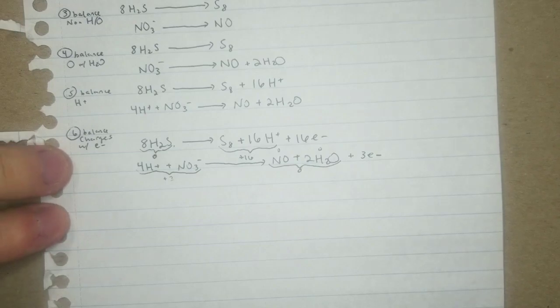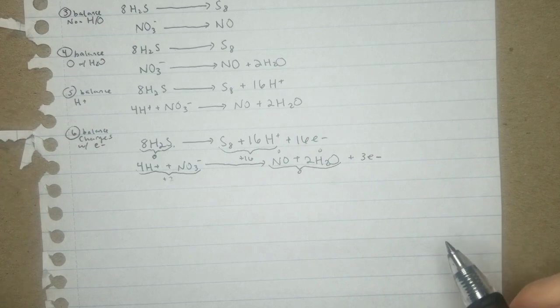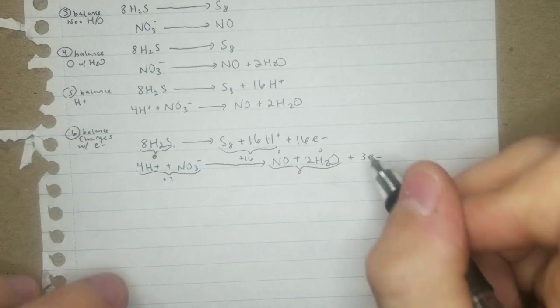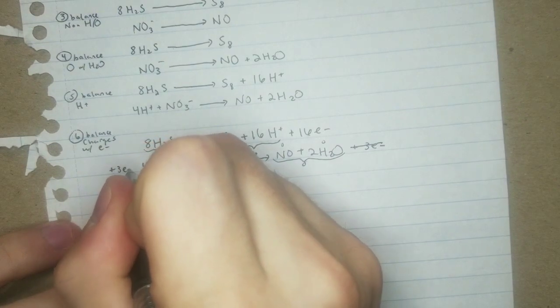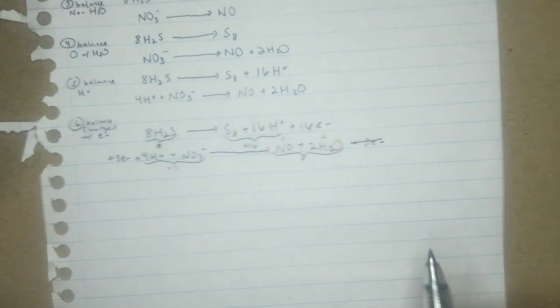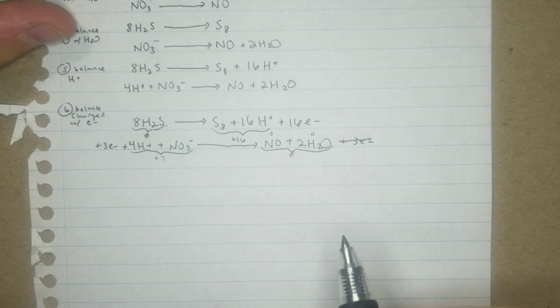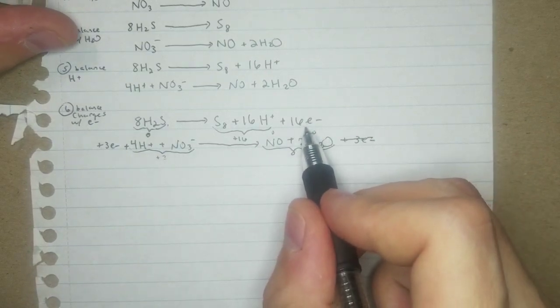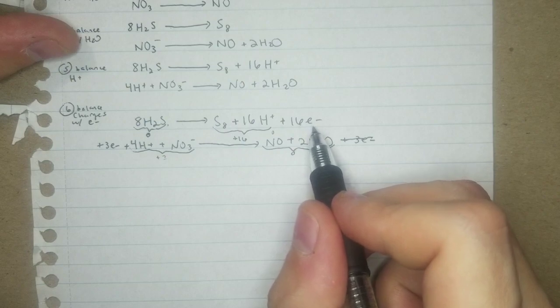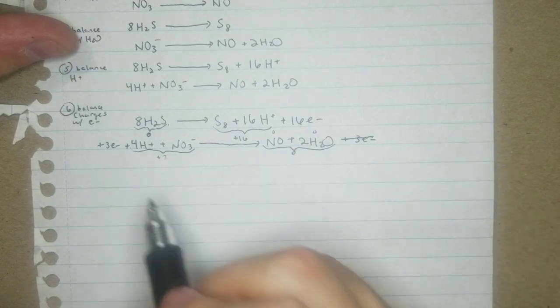Okay, so now we got a problem. I'm sorry, that should have gone on this side. 3e minus, there we go. Cool. That was an even bigger problem. Now we have another problem. We have 16 electrons on the product side, and on the reactant side we only have 3.